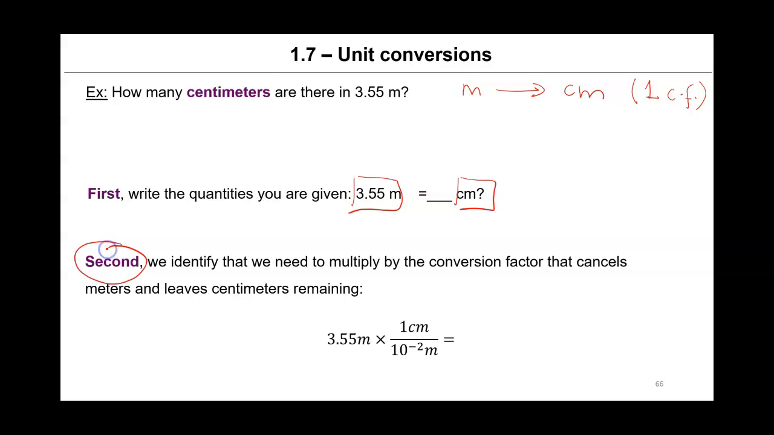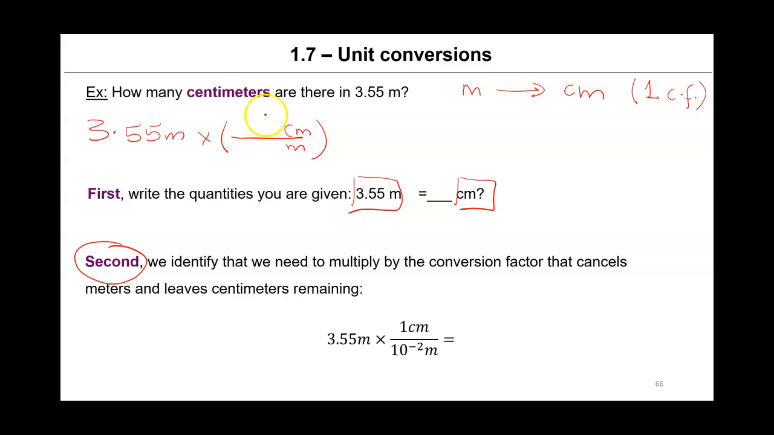The second step is perhaps the most complex of all of this: we need to identify the conversion factor that cancels meters and leaves centimeters remaining. So 3.55 meters, and we have to multiply by a conversion factor that cancels meters. So we must have meters on the bottom line. And then we want centimeters remaining, so that means that centimeters has to go on the top line.